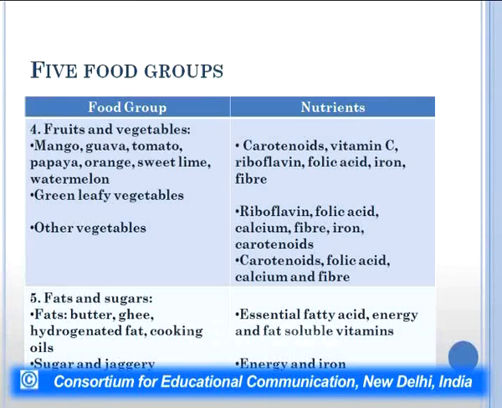The fifth group includes fats and sugars. When these two names come to our mind, we always relate them to obesity. So yes, these two provide a huge amount of energy. Fats include butter, ghee, hydrogenated fat, cooking oils, sugar and jaggery. Jaggery also provides some amount of iron, as sugar and jaggery are the stages of purification while manufacturing sugar. So during processing, some amount of iron is included in the jaggery.